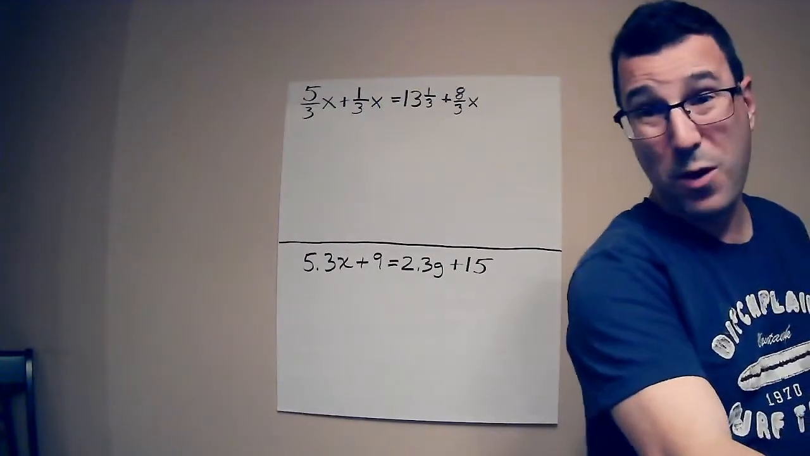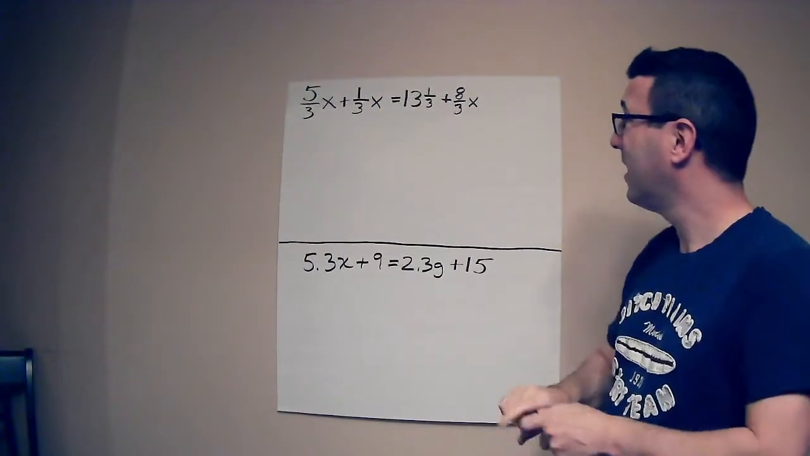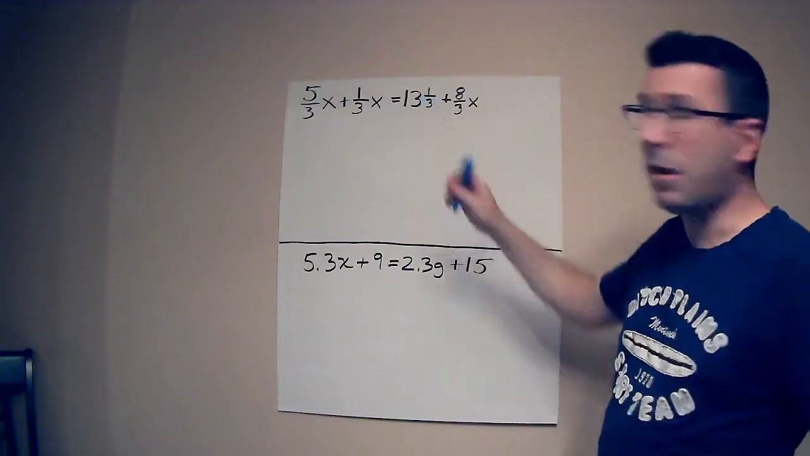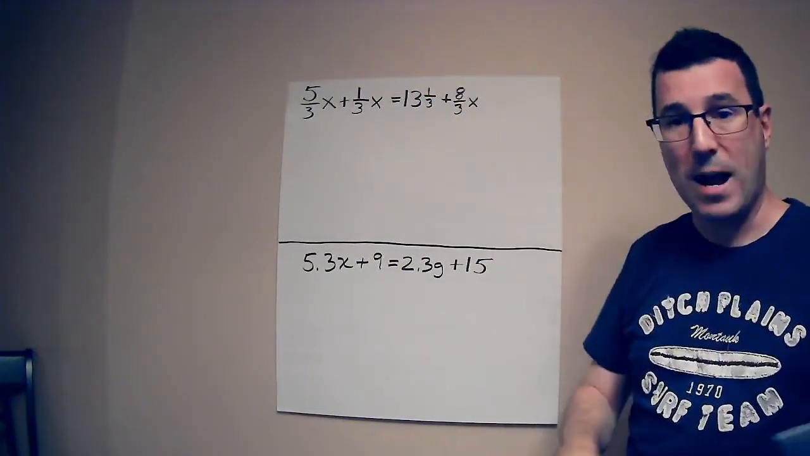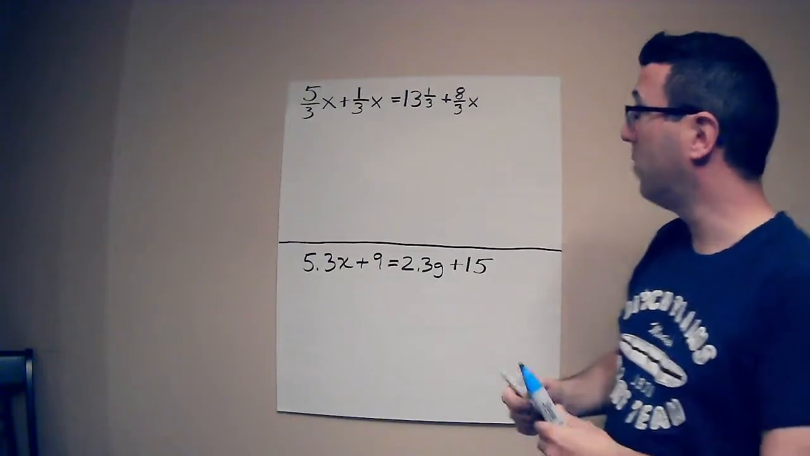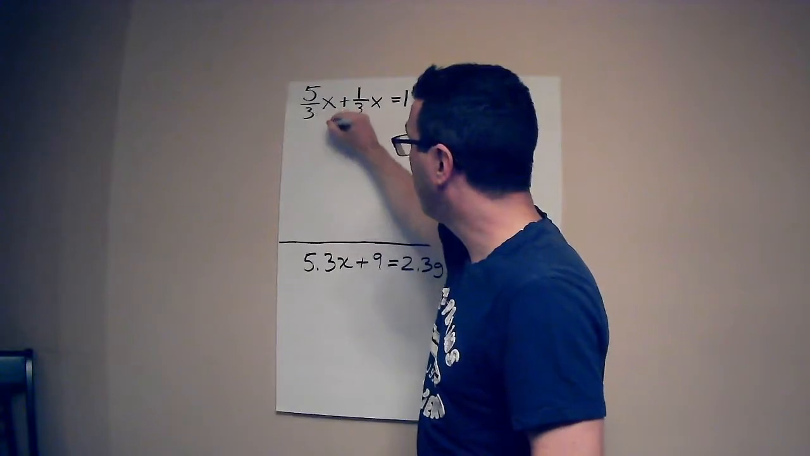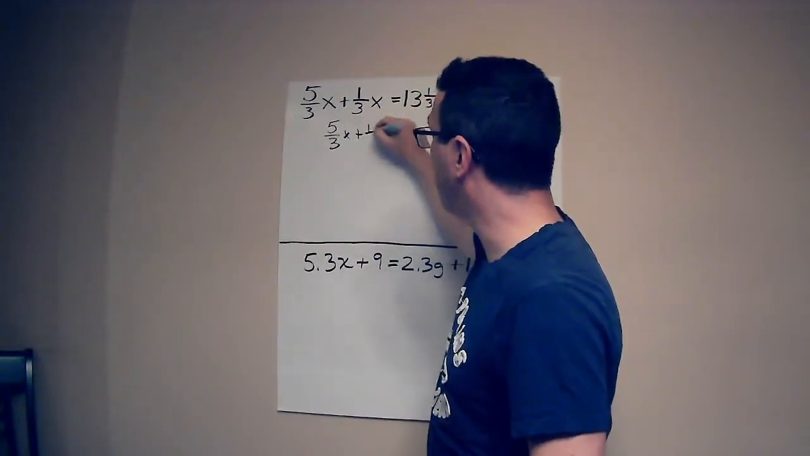And actually, before I even start doing anything, the first thing I'm going to do is, I don't like this mixed number. I'm getting rid of it. I'm not really getting rid of it, I'm going to change it to an improper fraction. So what I'm going to do is, okay, I'm going to keep 5 over 3x plus 1 over 3x.